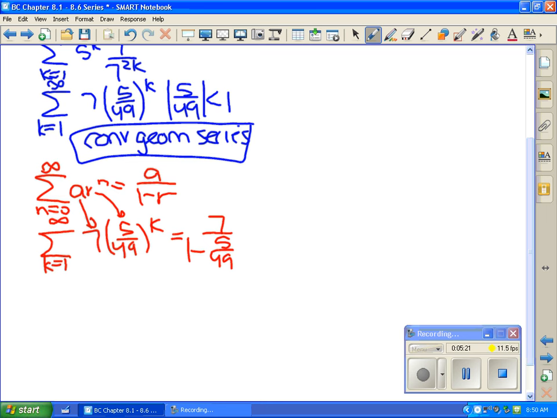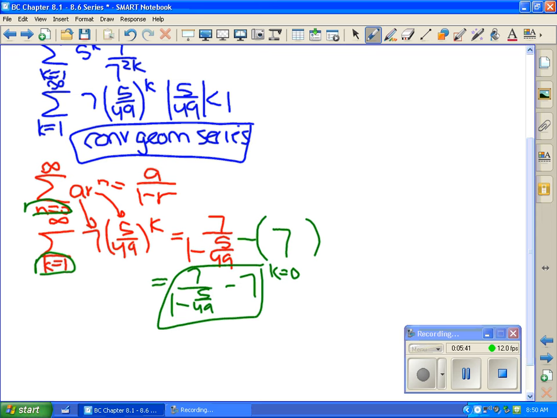However, notice that this a over 1 minus r formula starts from n equals 0, and I have k equals 1 here. So what I have to do is subtract the value I would get if k equals 0. So if k equals 0, I get 7, and so the final answer is 7 over 1 minus 5 over 49 minus 7.